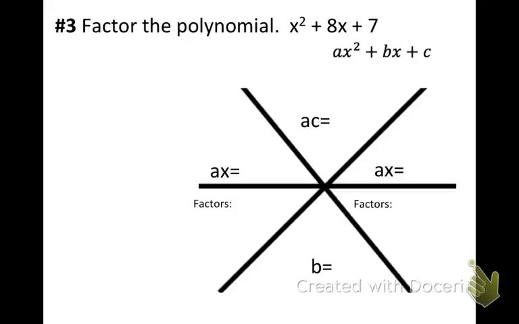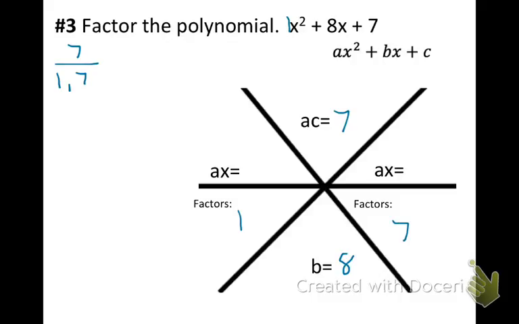Alright, so our A value is 1. So our top term in the star, 1 times 7, or A times C, is 7. Our B value is 8. So we're looking for numbers that multiply together to give us 7, and then if we combine them, we get 8. So we've got 1 and 7. That's our only factor of 7, and together, if we add them, we will get 8.